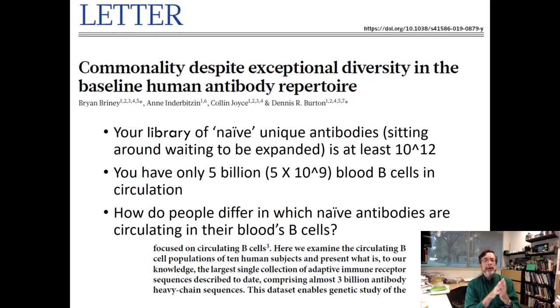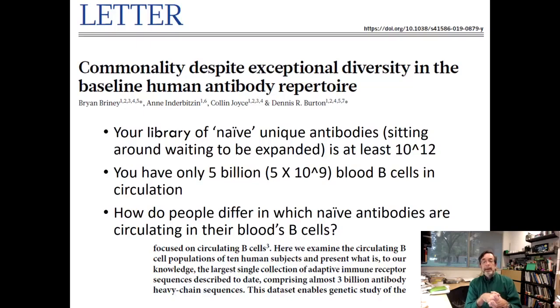So the question is, are these 5 billion just randomly selected from the 10 to the 12th that you could have? Or are there trends? Is there a logic behind which antibodies are circulating in your body? And is there a way in which naive antibodies are sort of biased in one way or another? And the take-home thing is that they are not completely random. They did find some patterns: there are some B cells that show up more than randomness would predict.